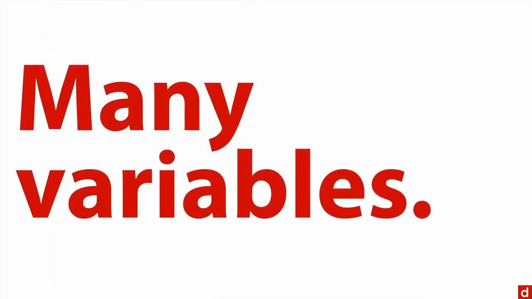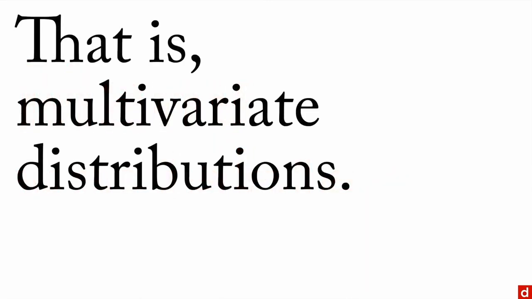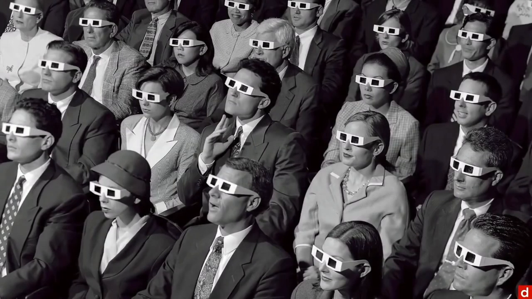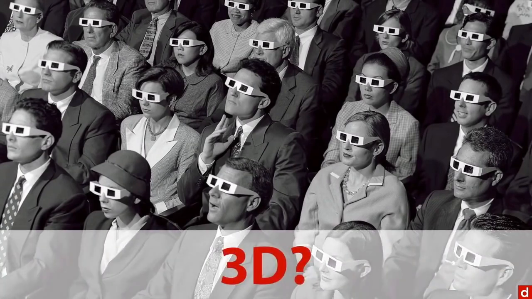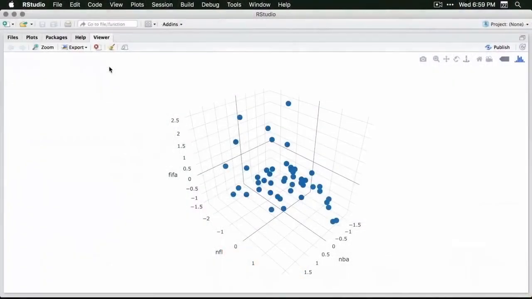And then finally, you want to go to many variables, that is, multivariate distributions. Now, one big question here is 3D or not 3D. Let me actually make an argument for not 3D. So what I have here is a 3D scatter plot of three variables about Google searches. Up the left, I have FIFA, which is for professional soccer. Down there on the bottom left, I have searches for NFL. And on the right, I have searches for NBA.